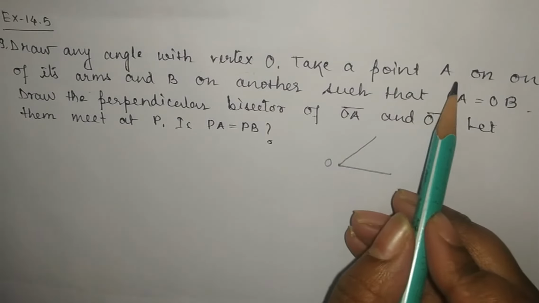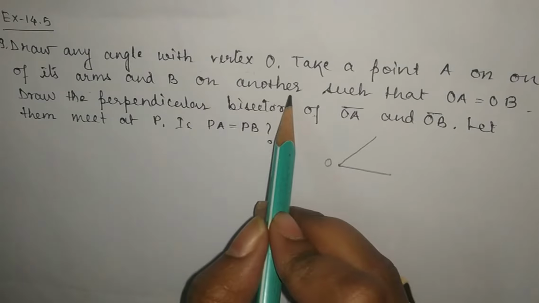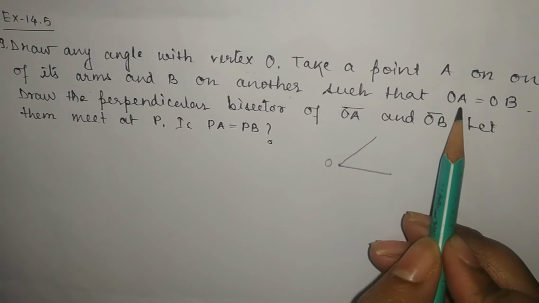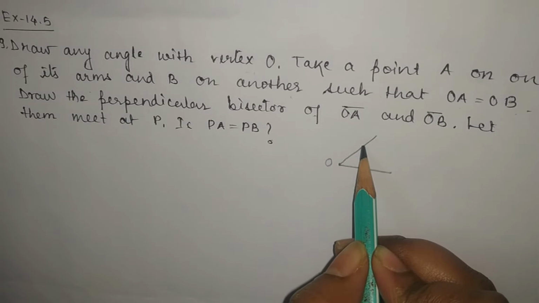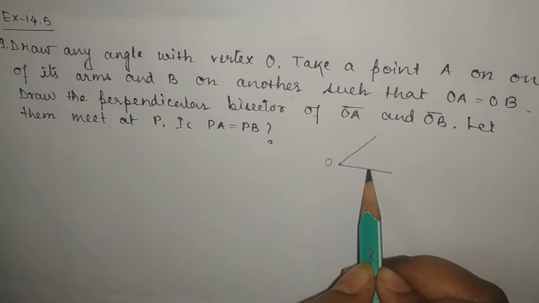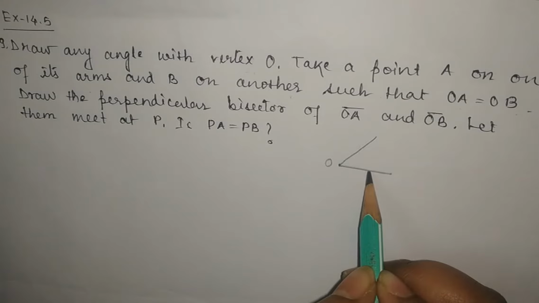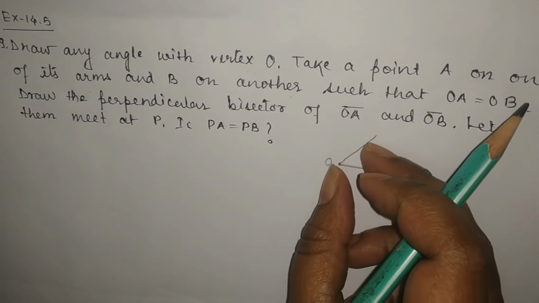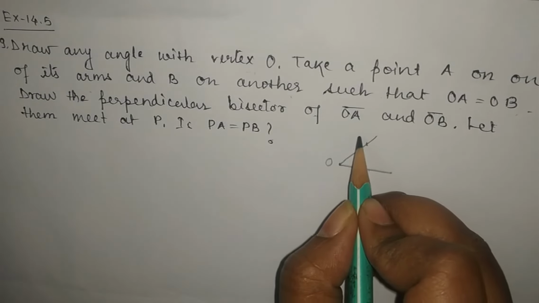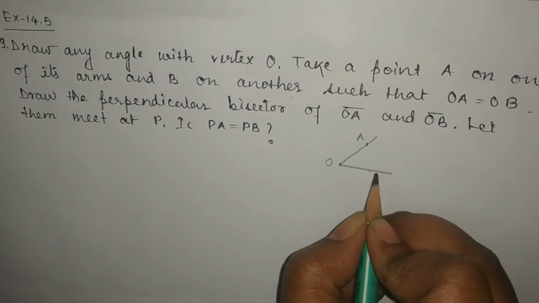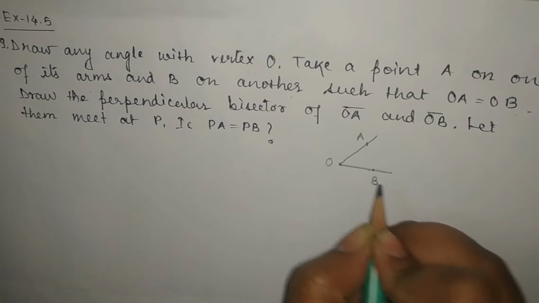Now take a point A on one of its arms and B on another such that OA is equal to OB. So we will have to take point A on this arm and point B on another arm, over here, in such a way that the distance OA and OB will remain the same. Suppose here is A and here is B.